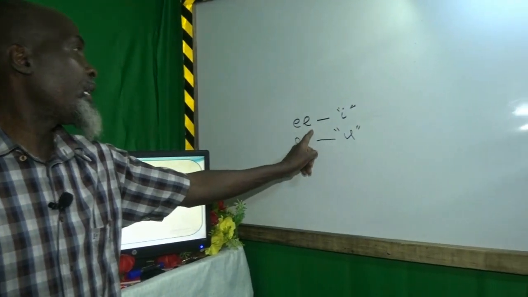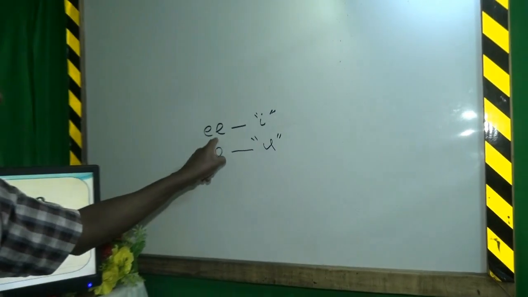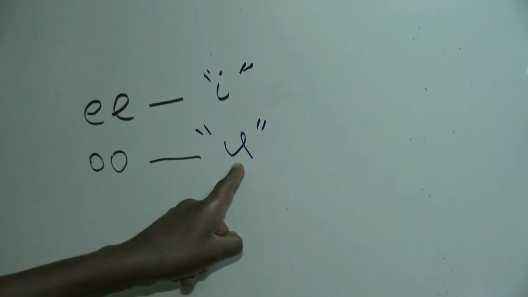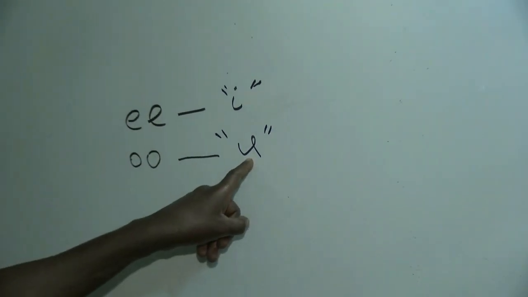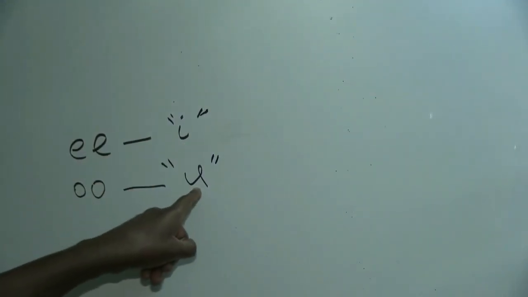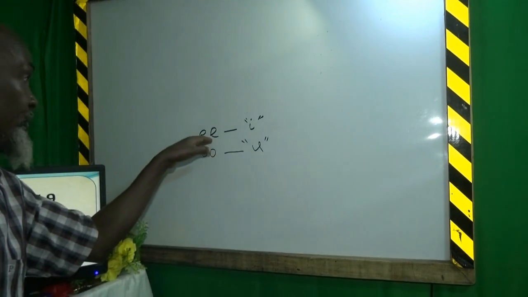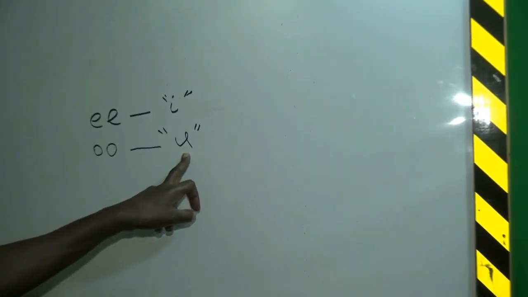I want you to look at the whiteboard. This is E and E, but when you are reading them, they sound E. If I say acre, you say E. Don't say O. When you see two O, read O. Read, E. Read, O. That's how I want you to read the doubles. When you see two E, read as E. Two O, U. I hope you have understood that. Let's go back to our lessons.